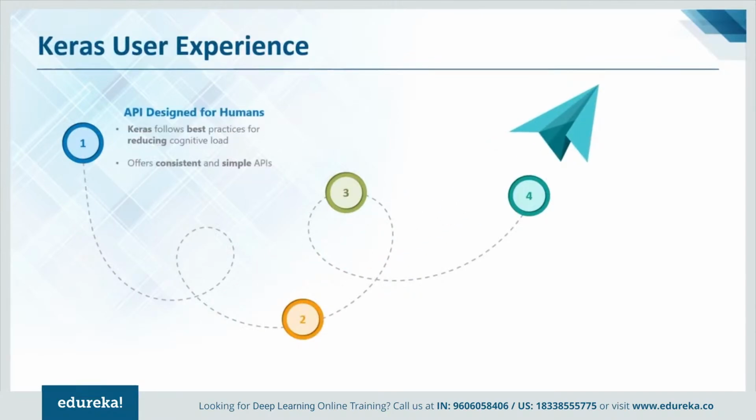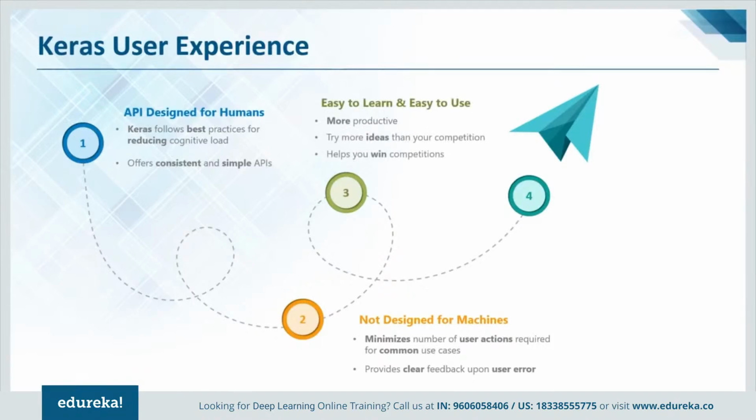Well, in my opinion, this is very important for anyone who wants to know more about Keras, or better, who wants to start creating their own neural nets using Keras. So clearly, Keras is an API designed for humans. Why so? Because it follows the best practices for reducing cognitive load, which ensures that the models are consistent and the corresponding APIs are simple. Moving on, Keras provides clear feedback upon occurrence of any error, and this minimizes the number of user actions required for the majority of the common use cases, guys.